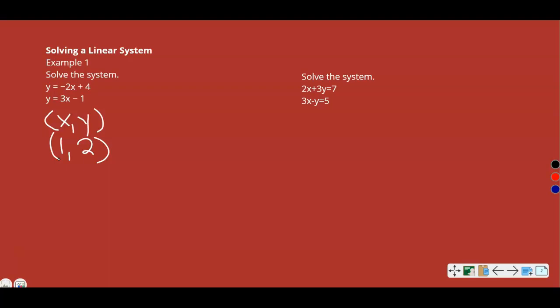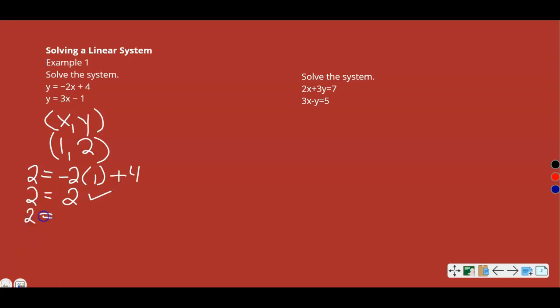So if my y is 2, I can say does 2 equal negative 2 times x? X is 1 in this case, plus 4. All right, does 2 equal negative 2 plus 4? Negative 2 plus 4 is 2, so that works. So I know that works in the first equation. To be a solution of the system, it has to be a solution to both equations. So I've got to check the second equation as well.